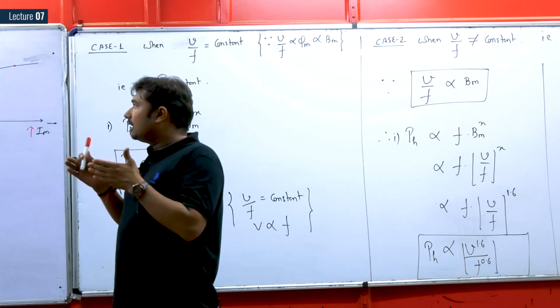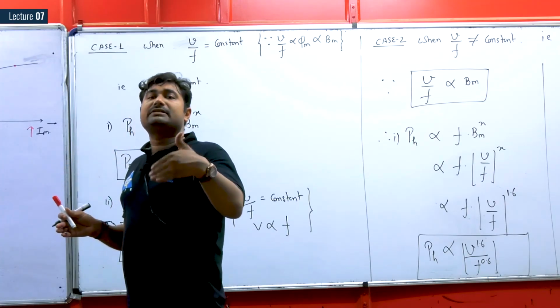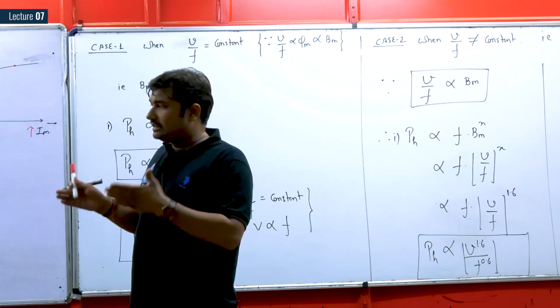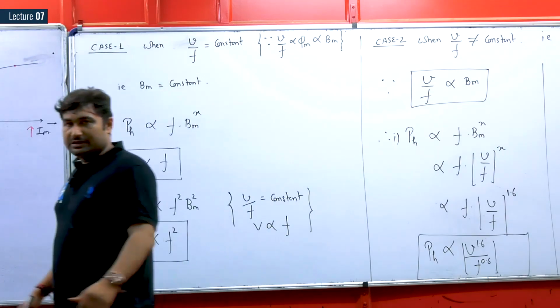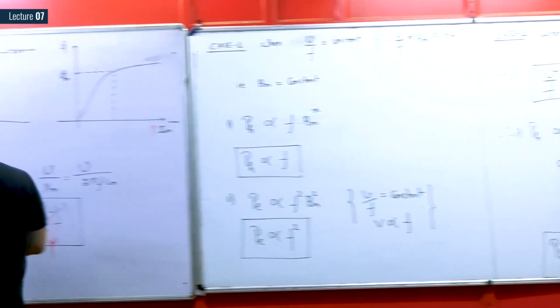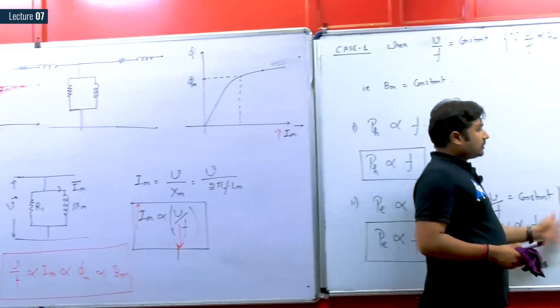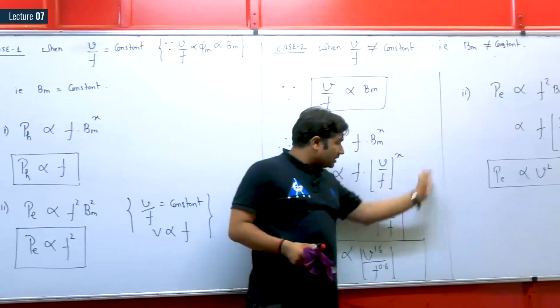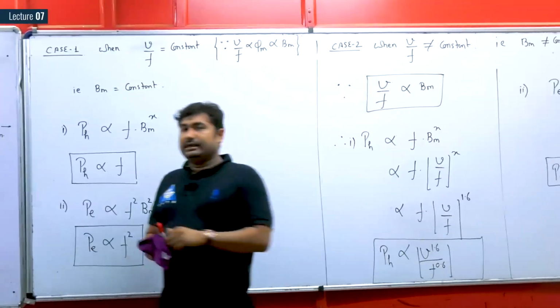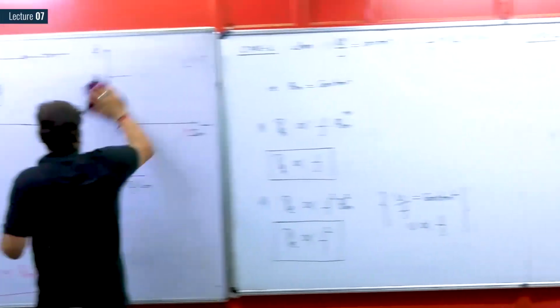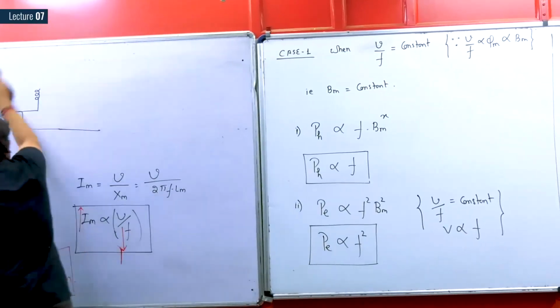Not only the core loss, if you change the operating conditions, you can also say that the copper loss is also going to change and the entire efficiency is going to be affected. Okay. So we have to keep in mind, when V by F is constant, what happens to the total loss, and when V by F is not constant, then what will be the total copper loss. Okay, please see.